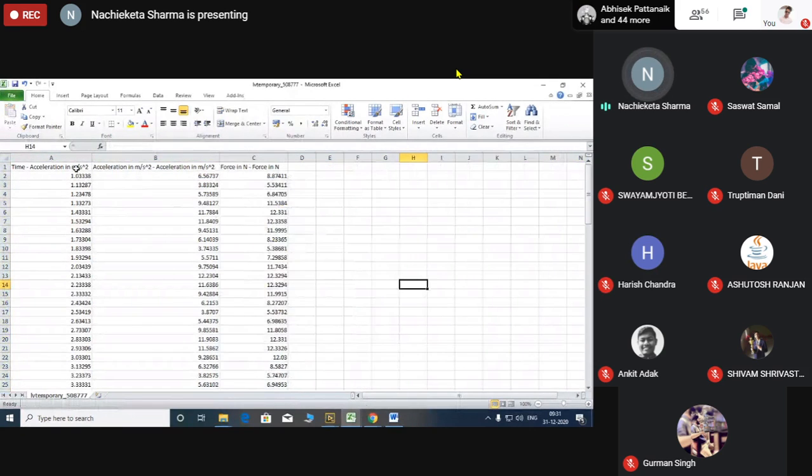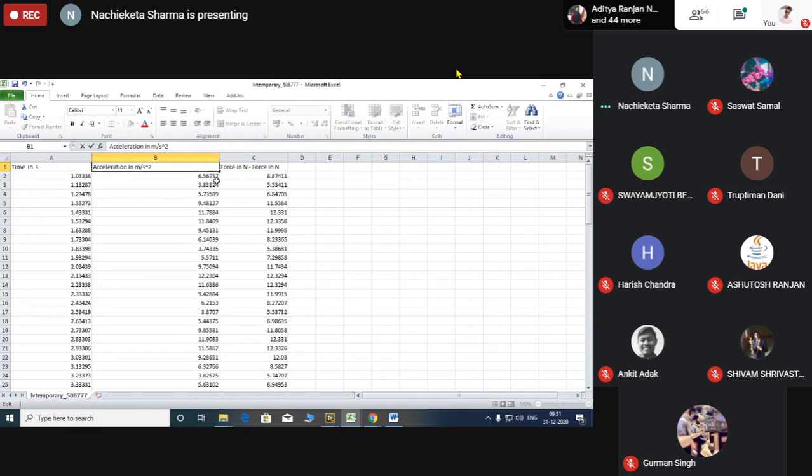Then what do you get here? Time in second. Here you can get acceleration in meter per second square. Then here you can get force in Newton.